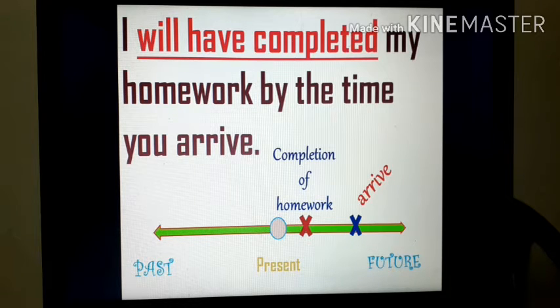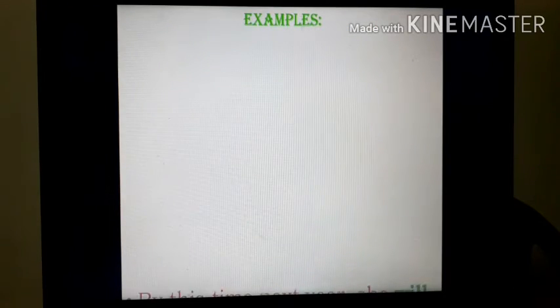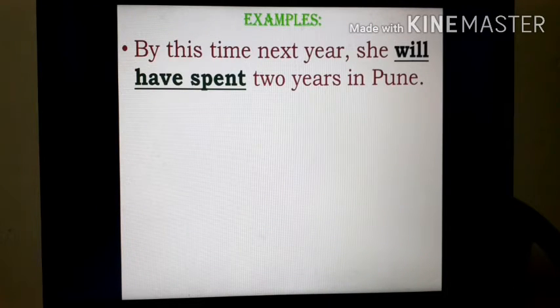Let's see some more examples. By this time next year, she will have spent 2 years in Pune. Suppose she started living there in July. This sentence shows that the action of staying in Pune for 2 years will be completed by that time. This is future perfect tense. It takes a point in the future like July, which is denoted by this time next year, and it looks back. It talks about the completion of an action by that time.